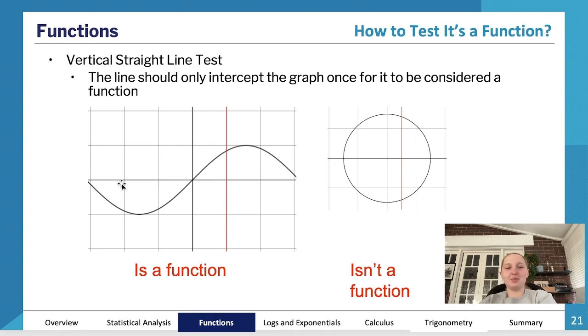You guys might not have seen this yet, but this is what the graph of your trigonometric function sine looks like. So spoiler alert, that's a function. And then you've got graphs of your circles. If you drew that straight line at any point on this graph, it would hit it twice, because each x value has two y values. And so then we can say for this one, it's not a function. Okay, so just let you look at that for a second.